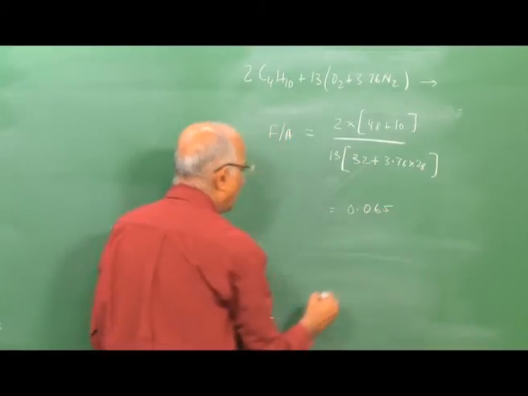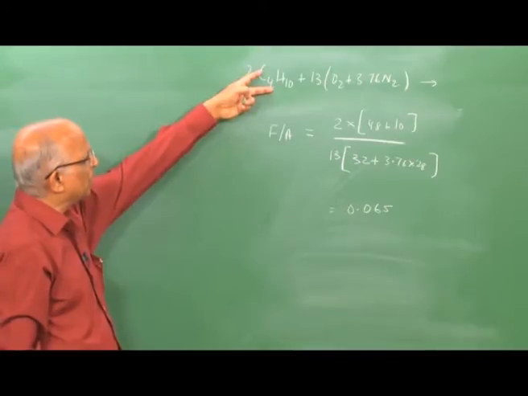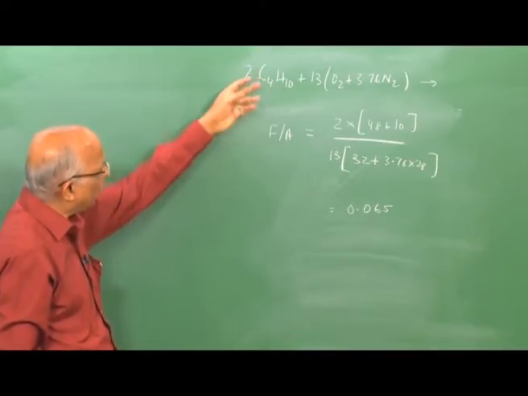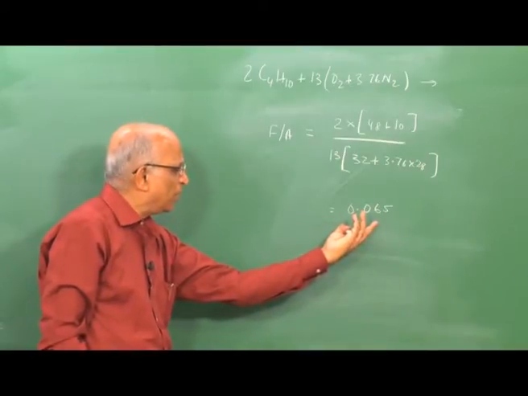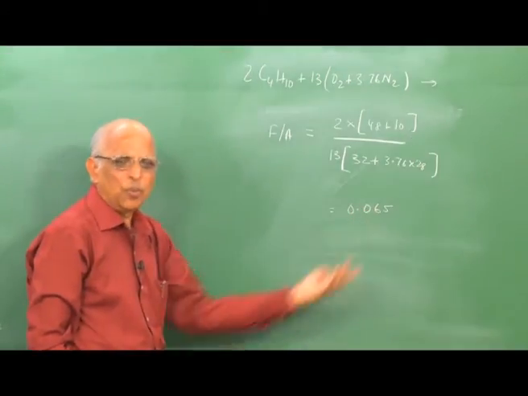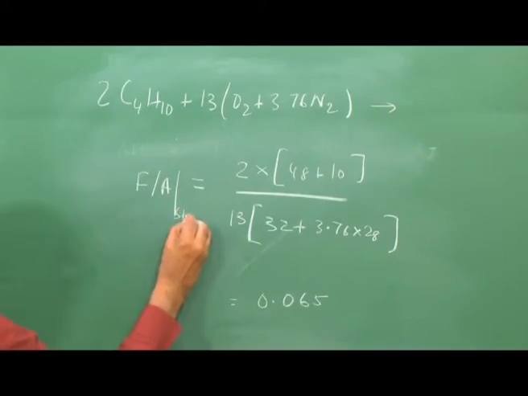0.065. You know, in practice, for most of the hydrocarbon substances, you take methane, ethane, propane, butane or any other substances, the fuel air ratio would be of the order of between 0.06 to 0.07. This is for the case of stoichiometry, when you have completely burnt products.